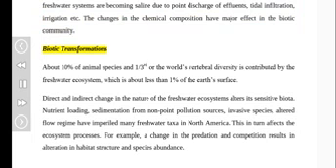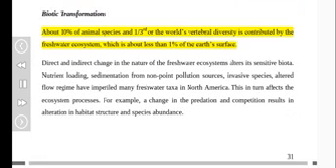Biotic transformations. About 10% of animal species and one-third of the world's vertebrate diversity is contributed by the freshwater ecosystem, which is less than 1% of the Earth's surface.